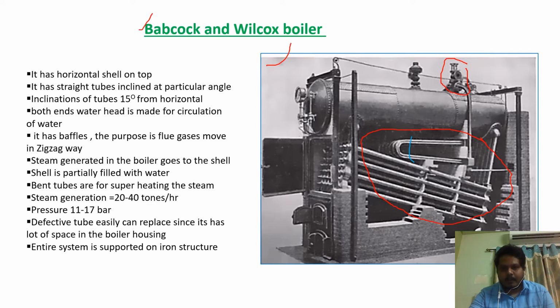And also, the total setup is supported on the iron structure. So this is the iron structure. These are the advantages of the Babcock and Wilcox boiler. Here it can generate steam up to 20 to 40 tons per hour. The pressure can be up to 11 to 17 bar.